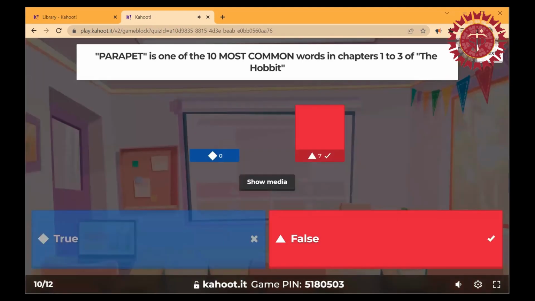False. Yeah, it's not a common word in general. So it's not one of the 10 most common words. I put a picture there of a bridge. I didn't know what it was, so I had to look it up too. It's just the border of it, right? What stops you from falling when you are crossing a bridge or something. A parapet.